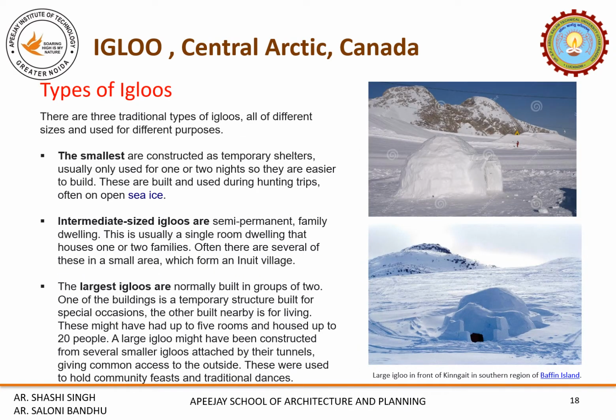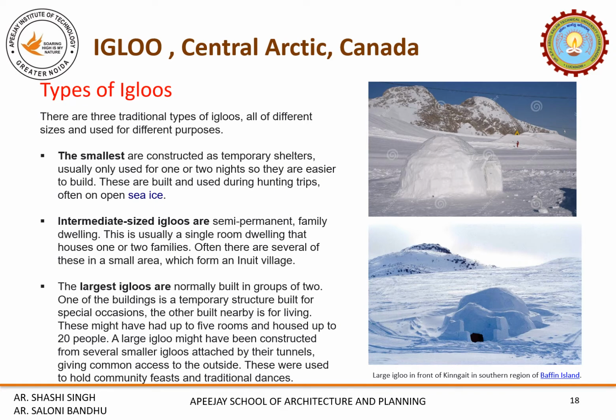Talking about the types of igloos. Traditionally, there are three types of igloos, all of different sizes and used for different purposes. The smallest are temporary shelters, usually used for 1 or 2 nights. These are built and used during hunting trips and are often on the open sea ice.